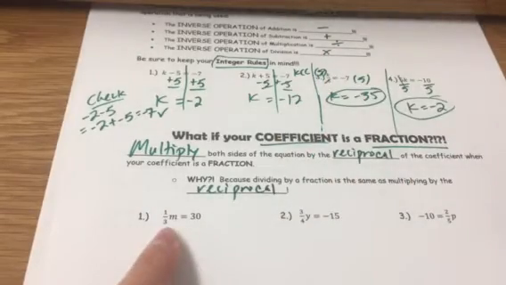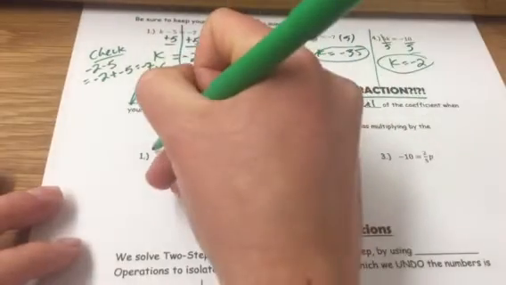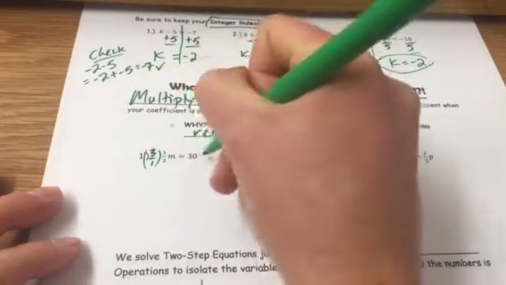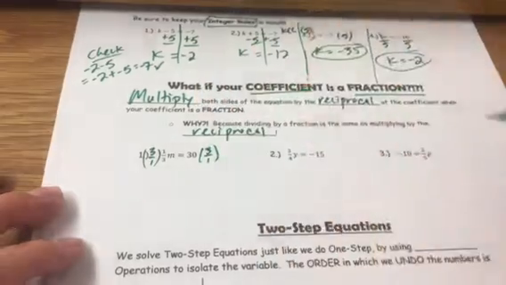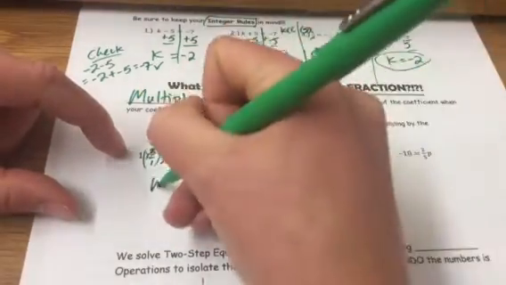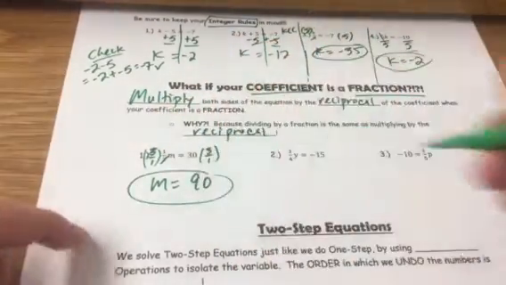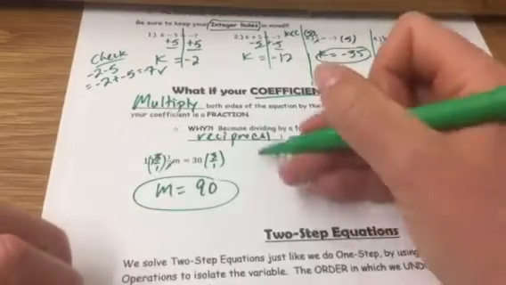So technically here we have 1/3 times m. Technically I would divide by 1/3, but dividing by 1/3 is the same thing as multiplying by 3/1. So I'm just right off the bat going to multiply by 3/1. 3 times 1/3, boop, boop, it all cancels out. So I'm left with m equals 90. And that is true, that 1/3 of 90 is 30.